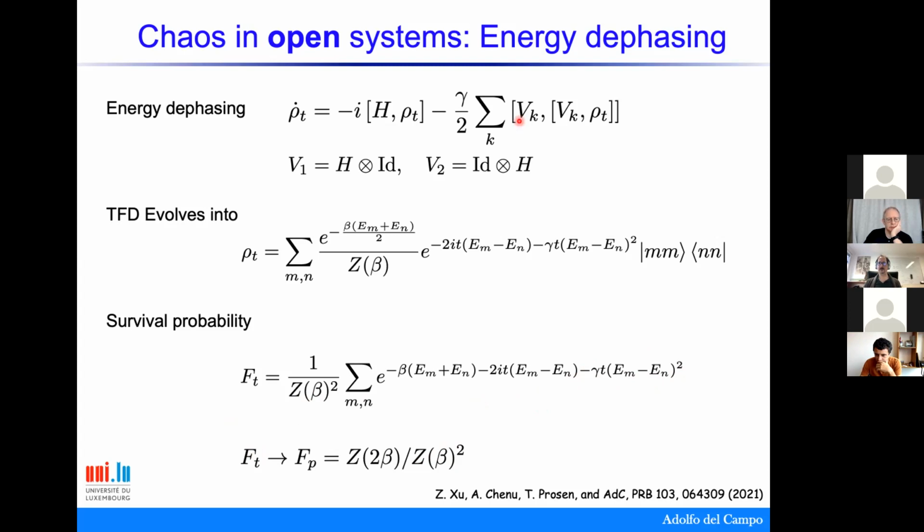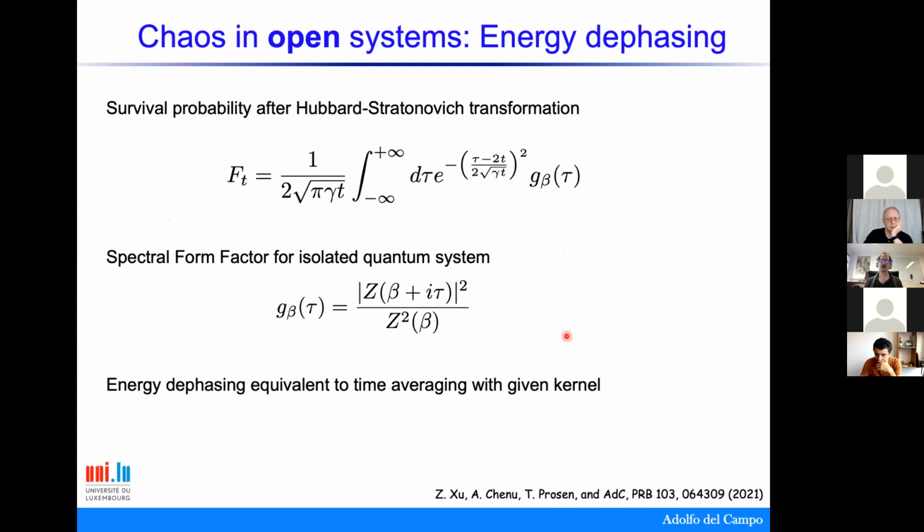And so, from a mathematical point of view, we can do something cute, which is to realize, as I mentioned before for the purity, for the spectral form factor, it is also true that I can write the spectral form factor of an open system in terms of that of an isolated system. Here, g beta is just the absolute square value of the partition function times a kernel. So all this dephasing is doing is coarse graining in time the spectral form factor of an isolated system. It's arguably a simple model of dephasing.